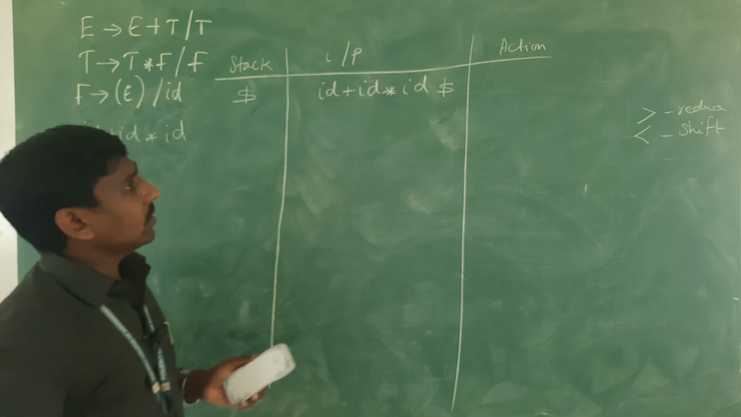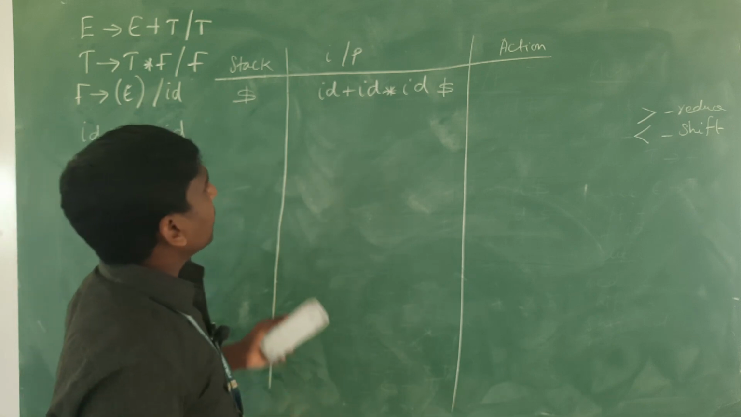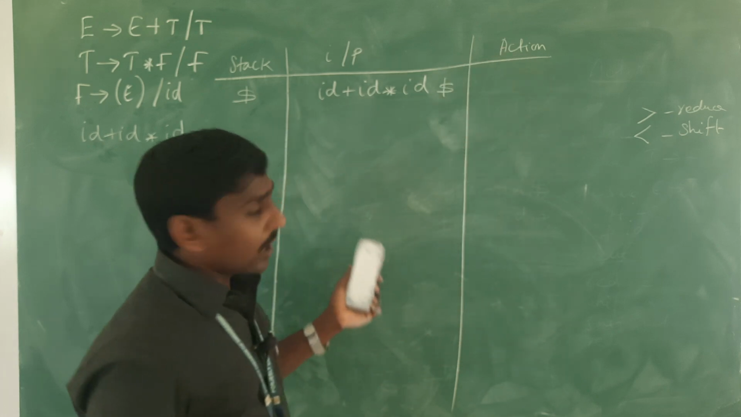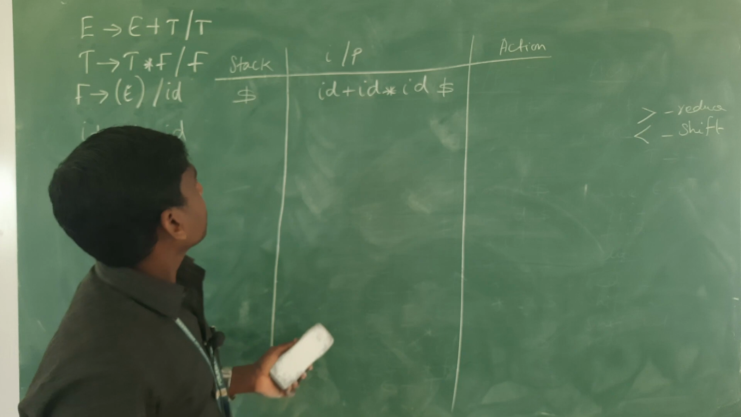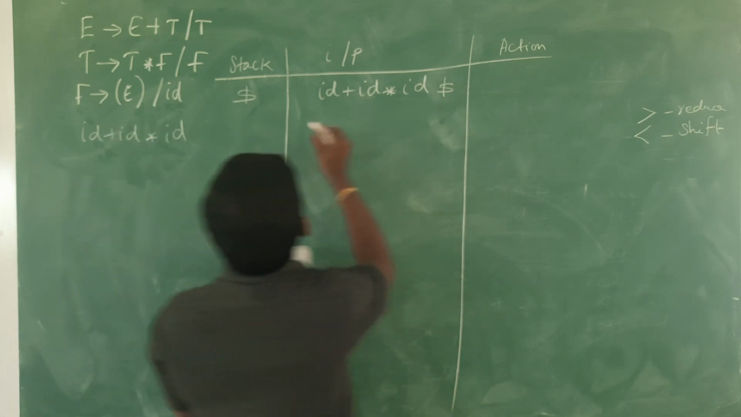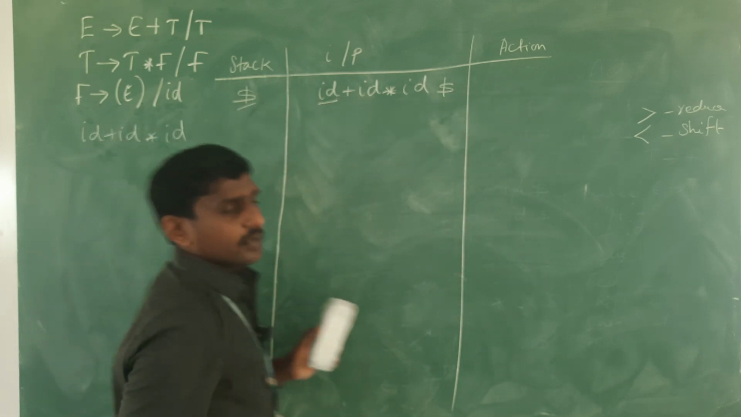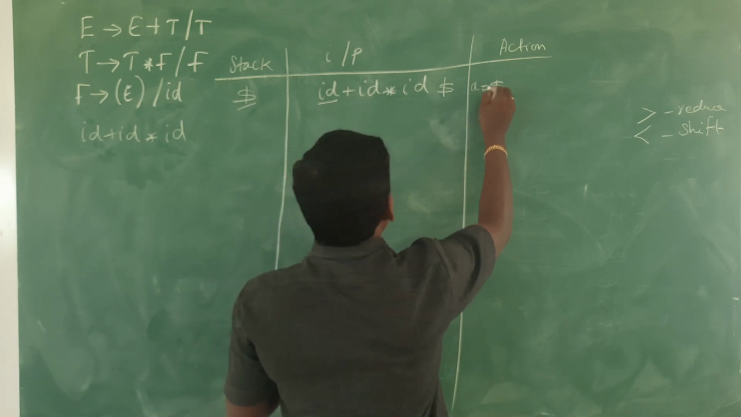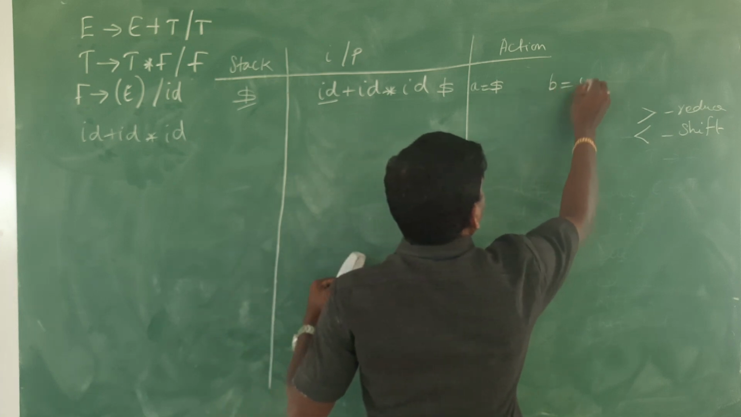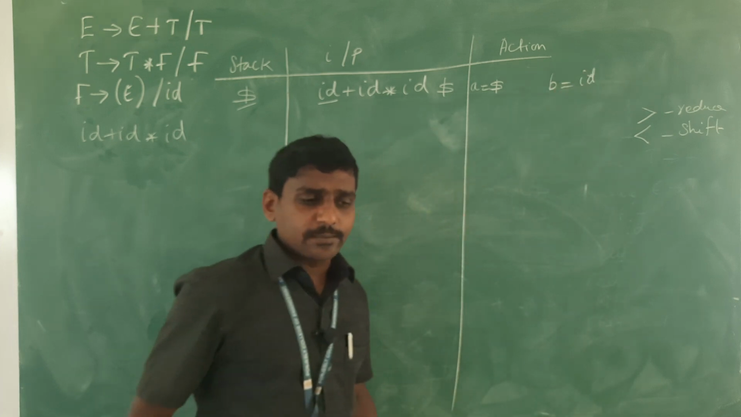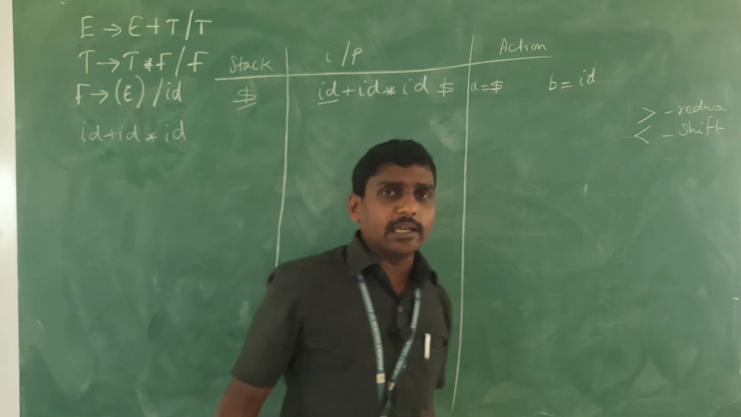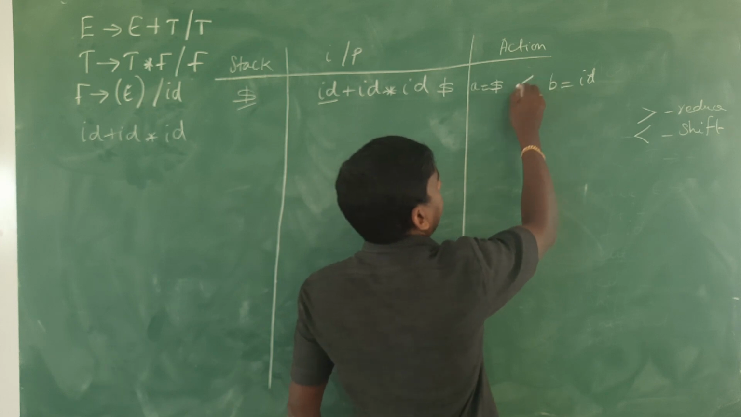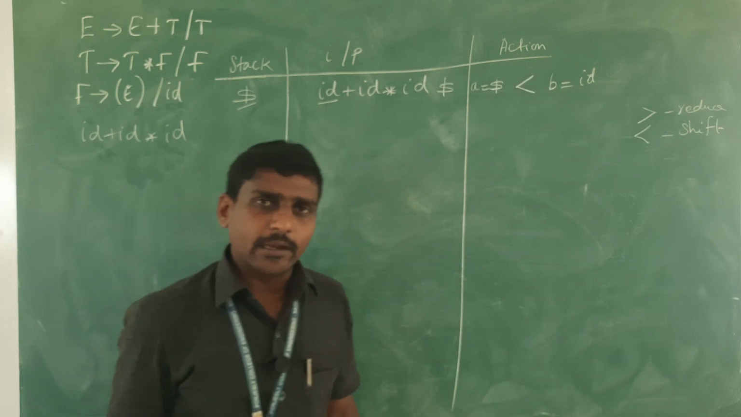Now, in the shift reduce parser, we have to decide whether to shift or reduce. Now you have to check dollar and id. For example, a equals dollar, b equals id. Which one has the highest precedence, dollar or id? ID, right? So the precedence table points to id like this. Is it less than or greater than? Less than.